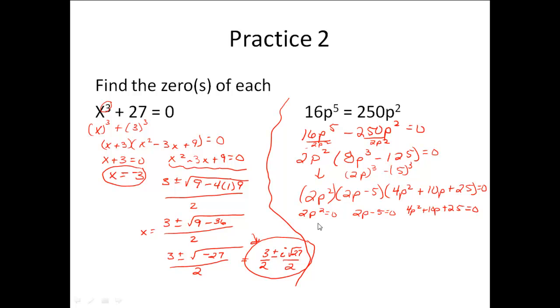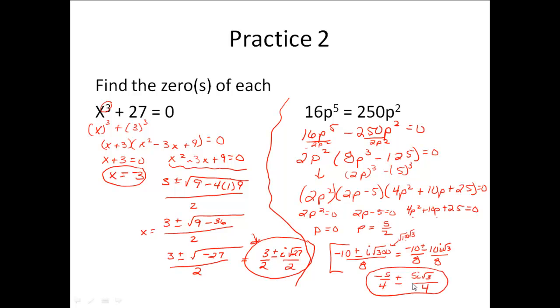First two are going to be pretty easy to solve again. When I solve 2p squared equals 0, I'm going to end up getting p equals 0. When I solve 2p minus 5 equals 0, I'm going to end up getting p equals 5 over 2. And the last one I'm going to have to use the quadratic formula on because I have p in two different spots. So go ahead and use the quadratic formula and see what you come up with for this one. So with our quadratic formula, we got negative 5/4 plus or minus 5i square root of 3 over 4. And now don't forget about our two other answers that we found earlier.